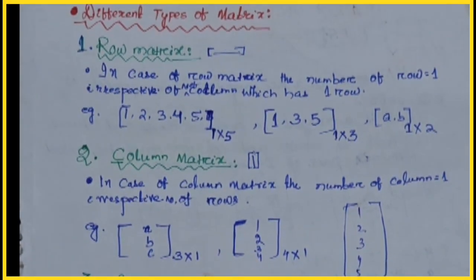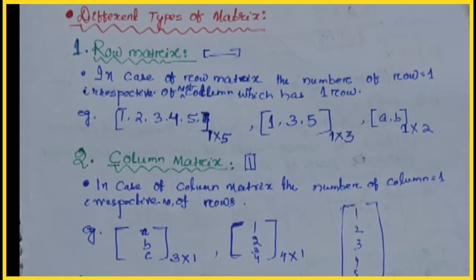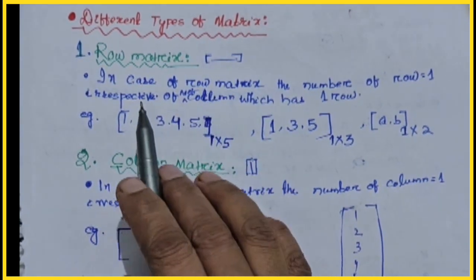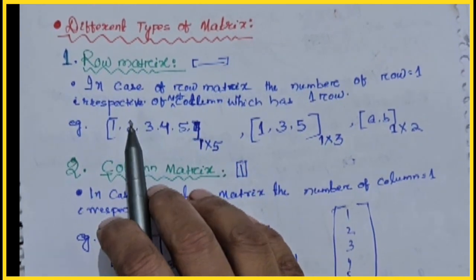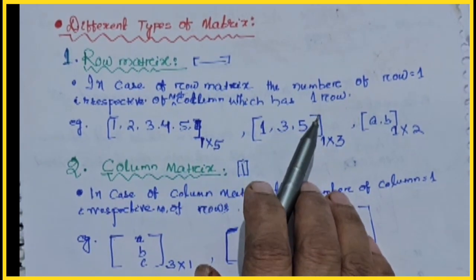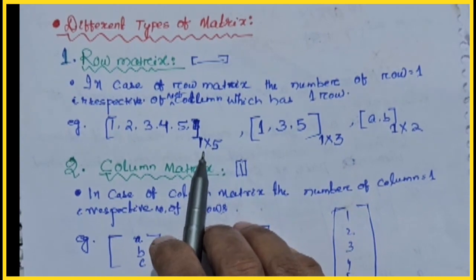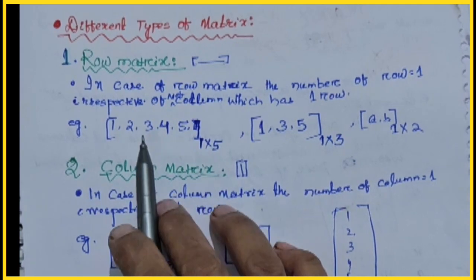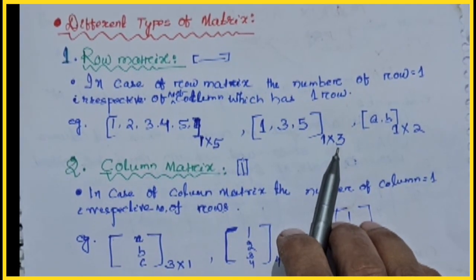There are different types of matrix. First is the row matrix. Row matrix means only one row is present. In case of a row matrix, the number of rows is 1 irrespective of the number of columns. Example: 1 2 3 4 5. This is a 1 cross 5 matrix. So 1 row, 5 columns, 1 into 5. Another, 1 3 5, is a 1 into 3 matrix.